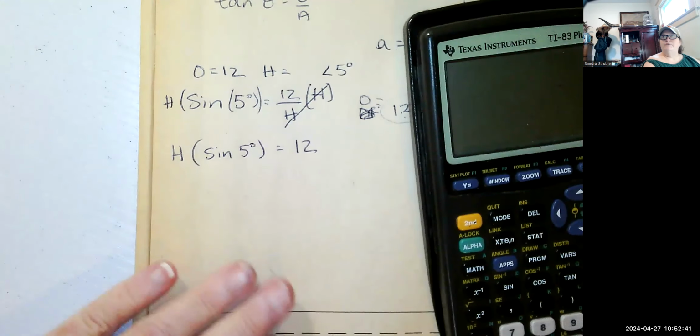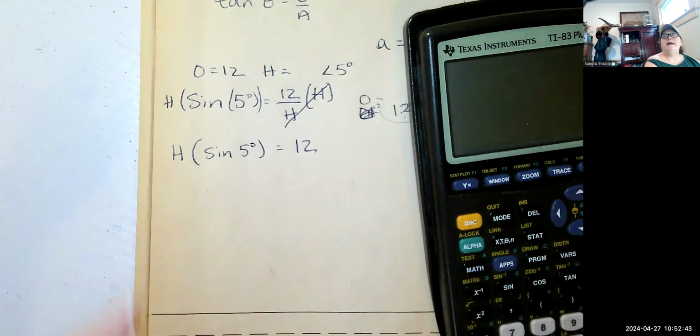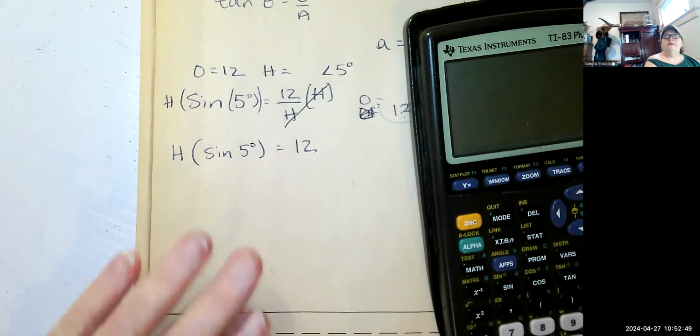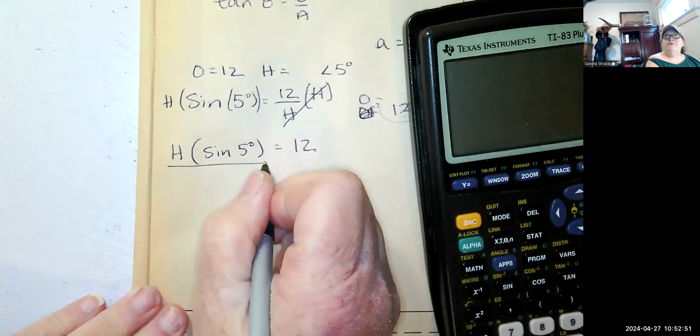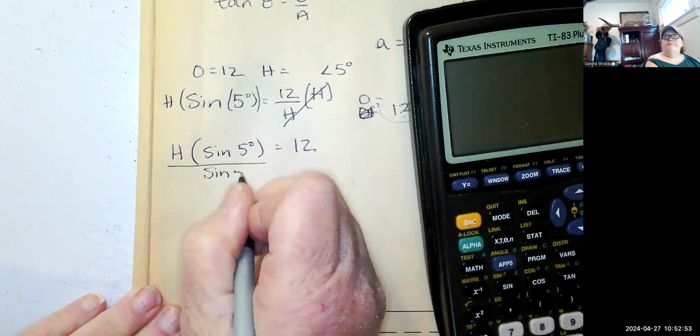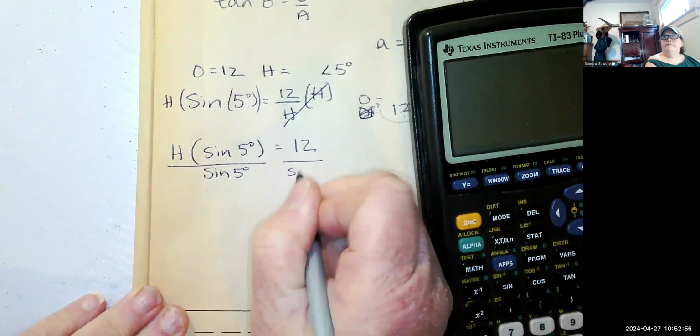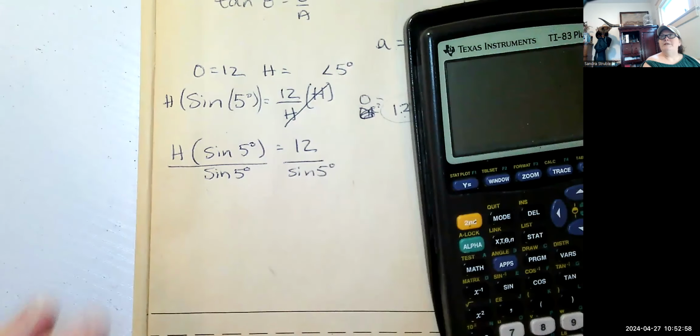Now what am I going to do to solve for H? Who's attached to H and how? And then how you're going to get rid of it. Pause the video if you need to think about it. Okay. So what I'm going to do is I'm just going to divide both sides by sine of 5. All right. Last piece for this step.